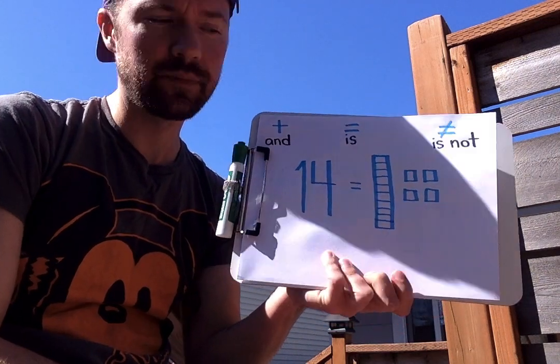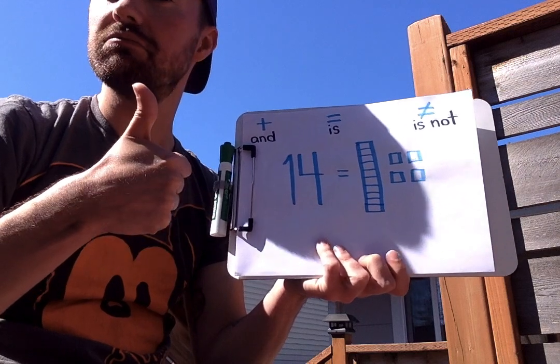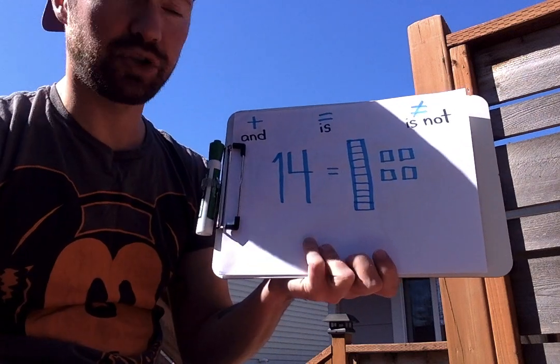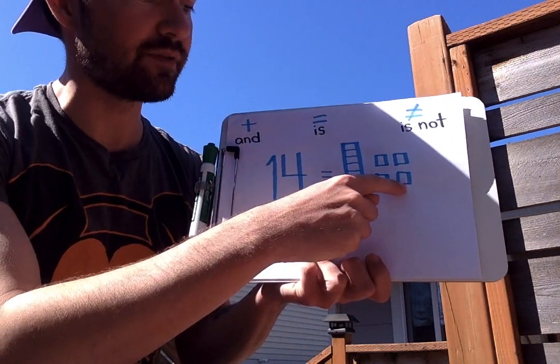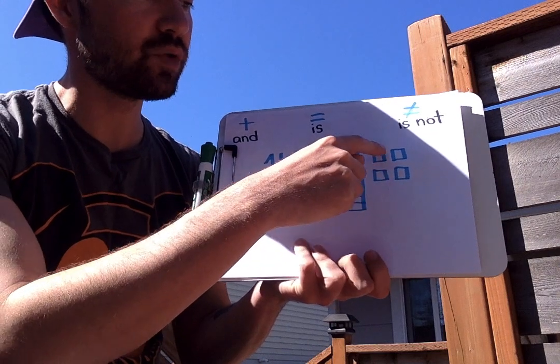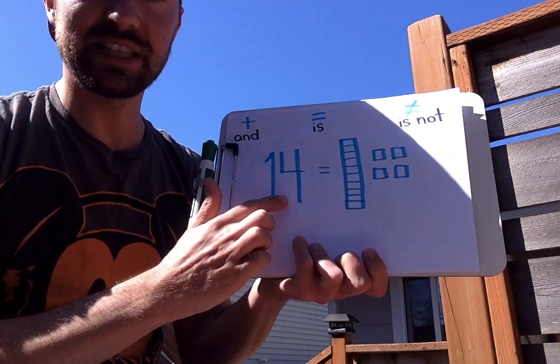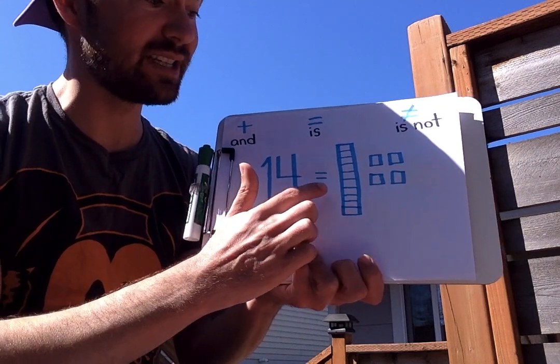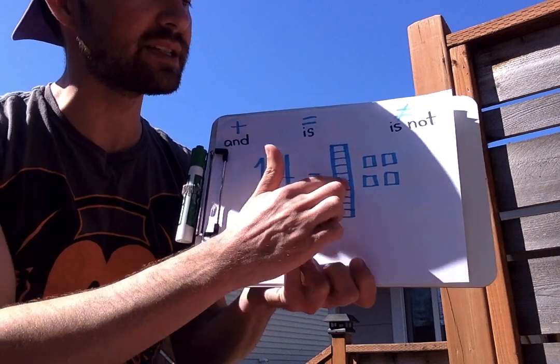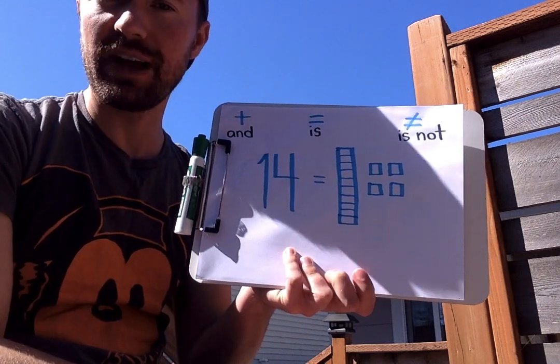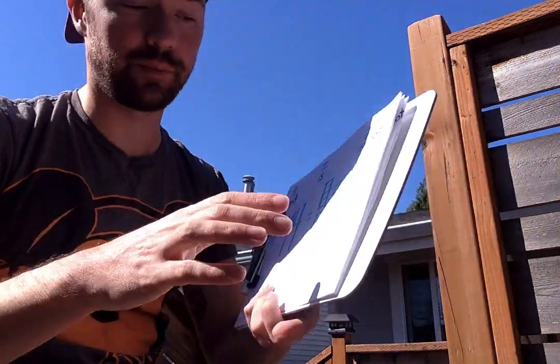Great. Now I know that this answer is true. And I know that this answer is true because if I have a 10 stick and 4 leftovers, that's 10, 11, 12, 13, 14. And that's the numeral that's over here. So 14 is in fact equal. It's the same thing as 1 10 stick and 4 leftovers. So this equation was true. Let's move on to the next.